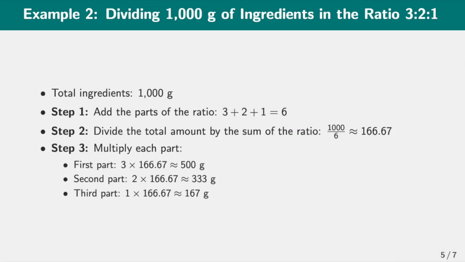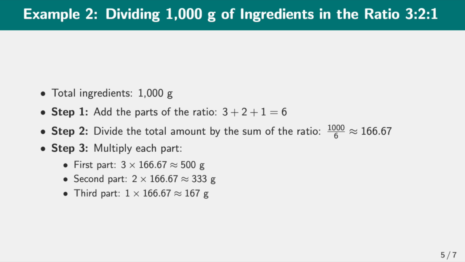Moving on to the next example, we're dividing 1,000 grams of ingredients in the ratio 3:2:1. We start by adding the parts of the ratio, 3 plus 2 plus 1, which is 6. Then we divide the total amount, 1,000 grams, by 6, which is around 166.67 grams per part. Now multiply each part.